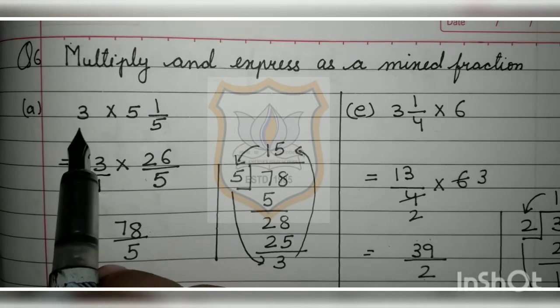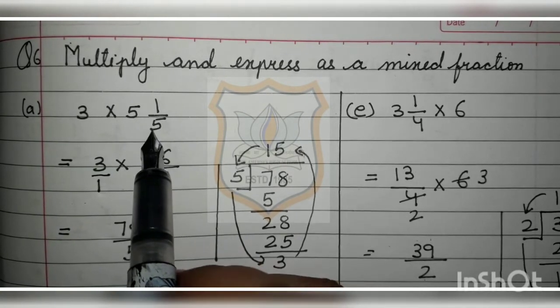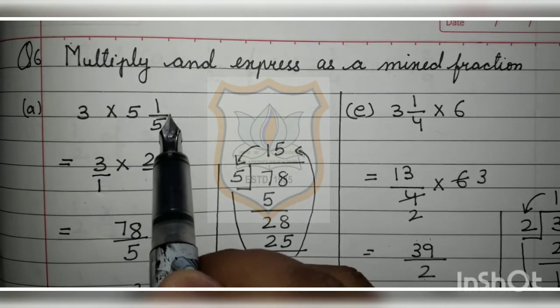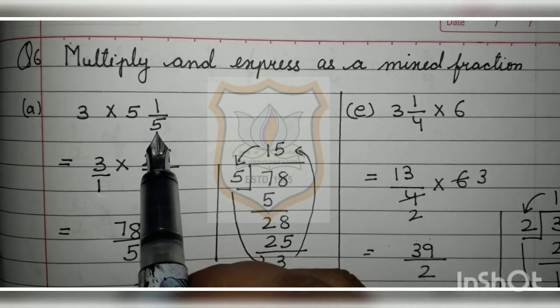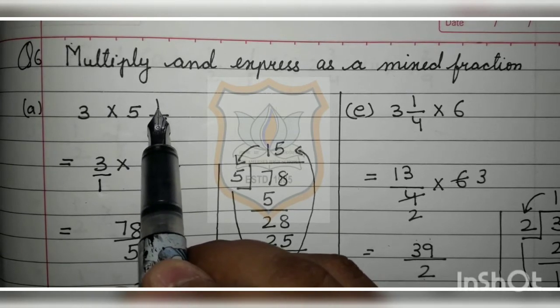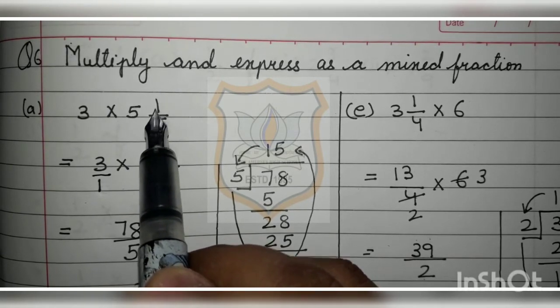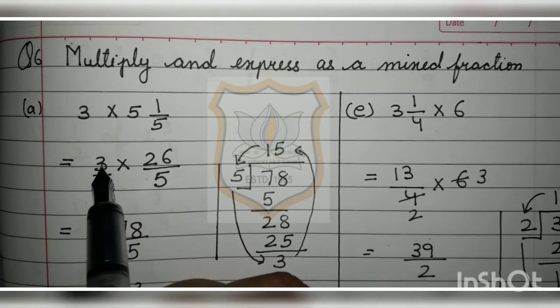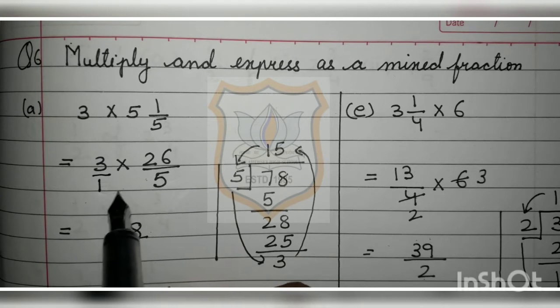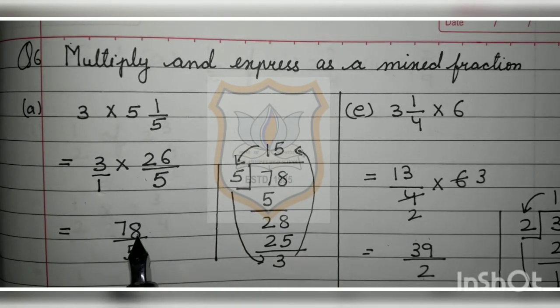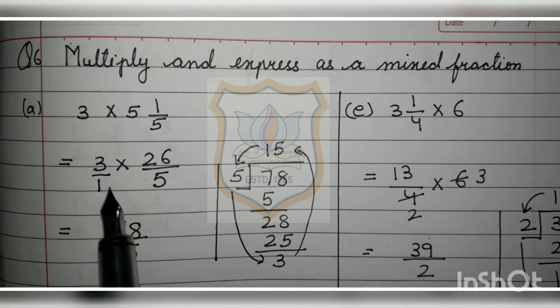A part is 3 into 5 integer 1 upon 5. Students, first we have to convert this mixed fraction into improper fraction. For that, 5 into 5, 5 5s are 25, 25 plus 1, that is equal to 26. 26 upon 5. Now we will multiply numerator by numerator and denominator by denominator. So 3 into 26, that is equal to 78 and 5 into 1, that is equal to 5.